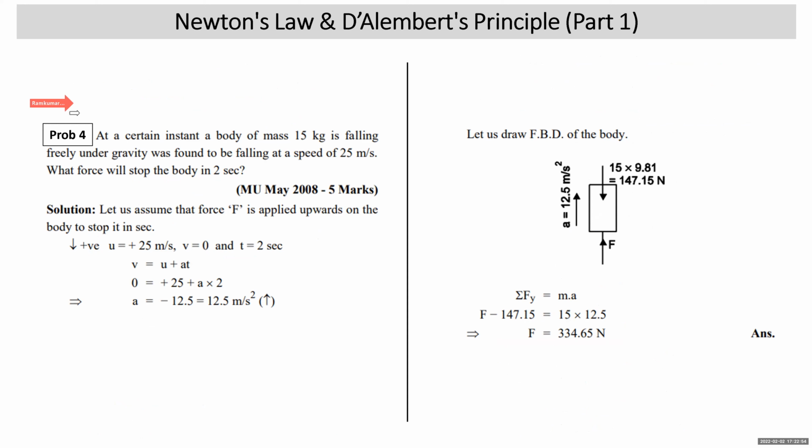At a certain instant, a body of mass 15 kg falling freely under gravity was found to be falling at a speed of 25 meters per second. What force will stop the body in 2 seconds?